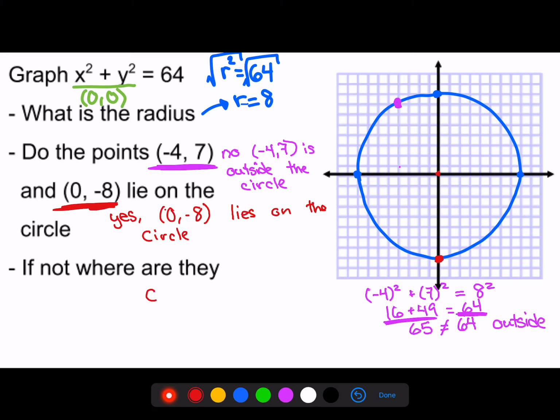Here's the math for it. 0 squared plus -8 squared equals our radius squared. 64 equals 64. It checks out. So that way works as well. Just be wary of it: if it looks like it's on the circle, which this point definitely did, it could be extremely, extremely close. So just be wary of that.